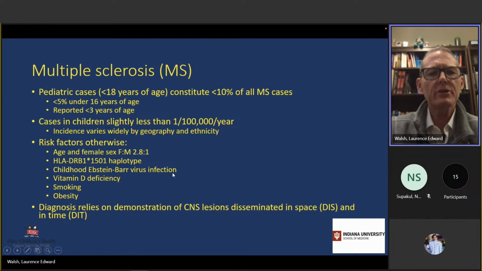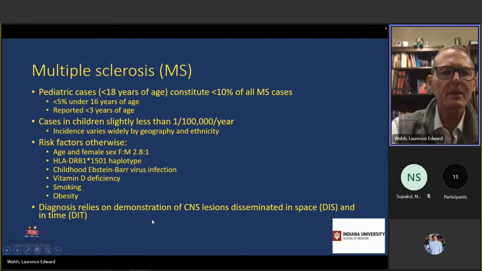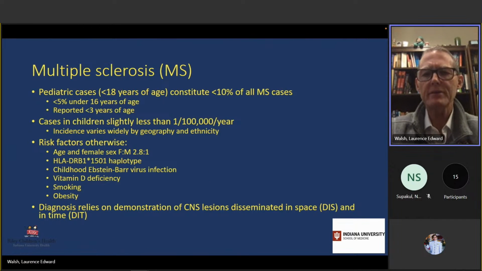In the past several years, childhood Epstein-Barr virus has been implicated, so don't let your teenagers get mononucleosis. Other risk factors are vitamin D deficiency, smoking, and obesity, and secondhand smoke is included in this. And then, as we talked about, for diagnosis you have to have lesions disseminated in space and disseminated in time.